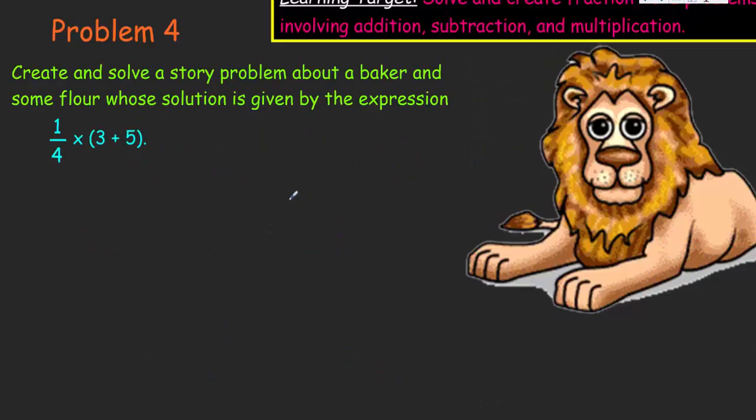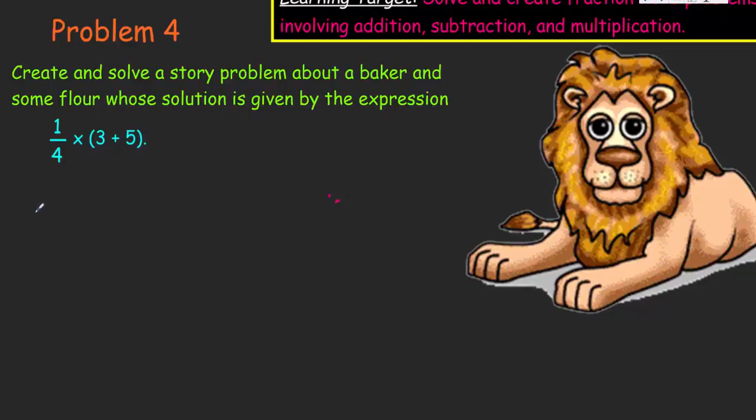Problem 4. It says now we're going to create and solve a story problem about a baker and some flour whose solution is given by the expression 1/4 times the sum of 3 plus 5. We have two things going on: the 1/4 and then that sum, 3 plus 5. Kind of think of this in different ways. These numbers could represent cups. Cups are a unit of measure, so by using this expression, we could use them as cups or teaspoons or whatever.